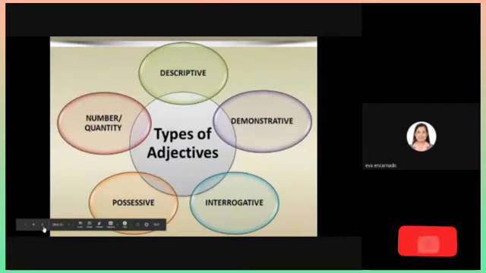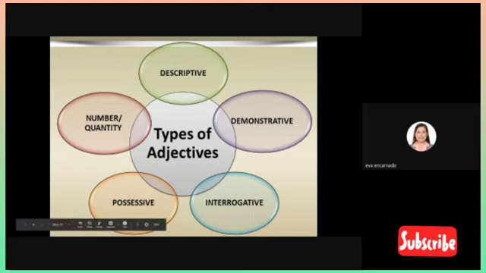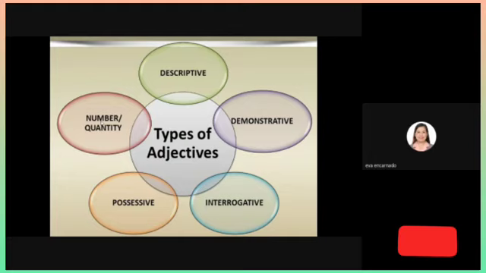Okay, next. So, this is now our main topic. The types of adjectives. There are different types of adjectives or different kinds of adjectives. Today, we are going to talk about descriptive adjectives, demonstrative adjectives, interrogative adjectives, possessive adjectives, number or quantity. Number or quantities, class, is the same meaning, di ba? So, we are going to discuss 5 types of adjectives.